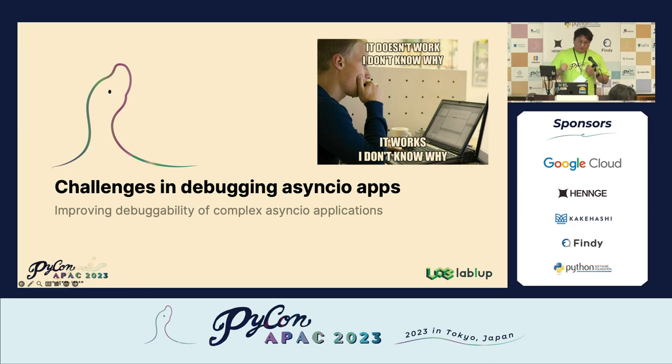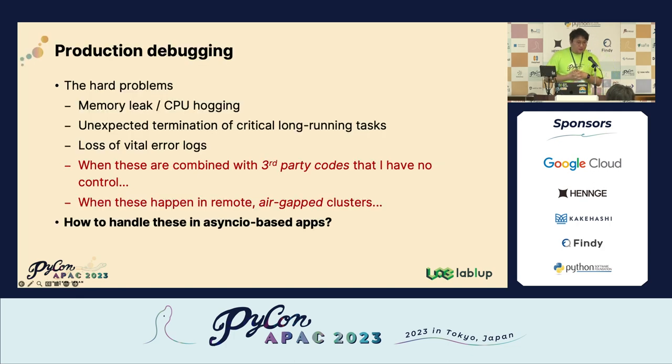Let me first start with some technical challenges when debugging asyncio applications. There are several hard problems because when you run thousands of GPUs and hundreds of computing clusters and things like that, we see a variety of concurrency issues based on asyncio. For example, if you can observe the tracebacks of logical problems, it is relatively easier to pin down the root cause. But when the problem comes as memory leaks, CPU hogging, or slowdown of the system, it is very hard to diagnose the root cause.